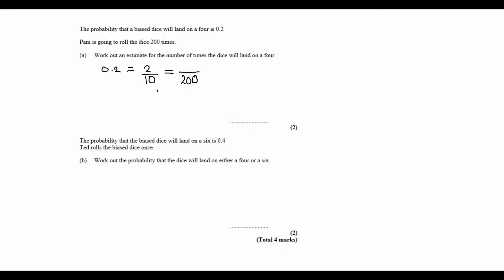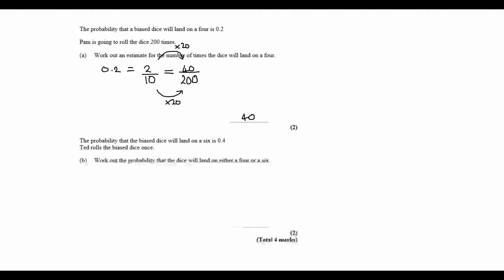Now, to make equivalent fractions, I have multiplied the bottom of that fraction by 20 to get from 10 to 200, and I'll have to multiply the top by 20 because to keep a fraction equivalent I need to multiply top and bottom by the same thing. 2 times 20 is 40. So one way of answering that question is by using equivalent fractions and say we would expect to land 40.